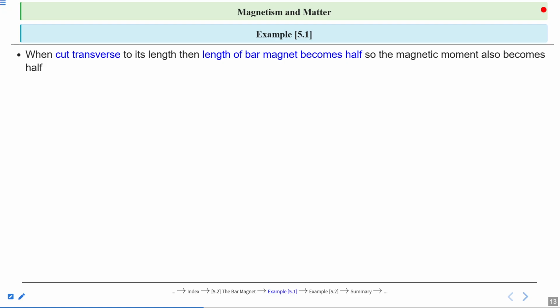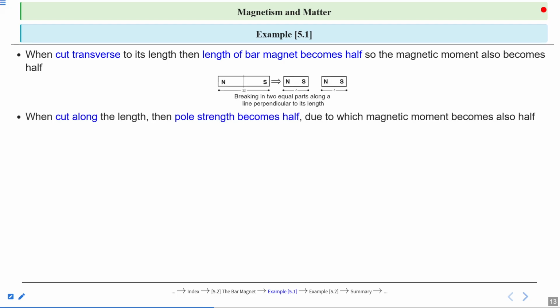When cut transverse to its length, the length of the bar magnet becomes half, so the magnetic moment also becomes half. You can see it in the diagram. That means the magnetic strength of these 2 resulting magnets will be half of the initial magnet. When cut along the length, the pole strength becomes half. The length will remain the same for both magnets, 2L, but the pole strength will be Qm by 2.